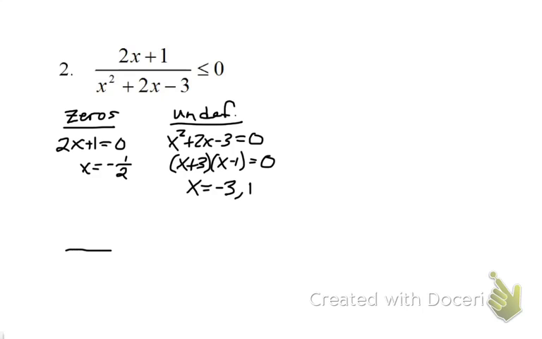So our sign chart here has three values on it. We've got negative 3, and we want to be careful that we're putting these in the correct order. Negative 1/2, and then positive 1.